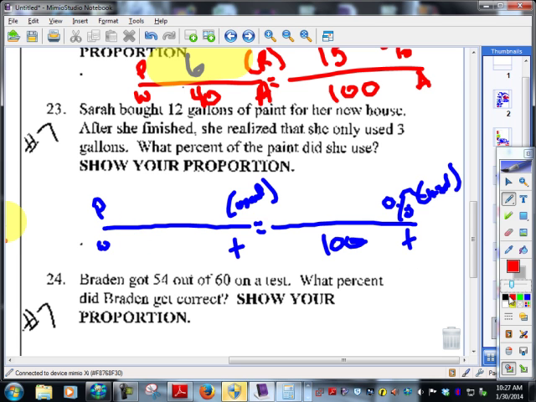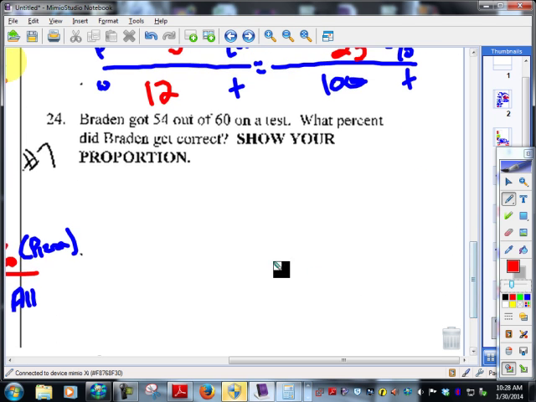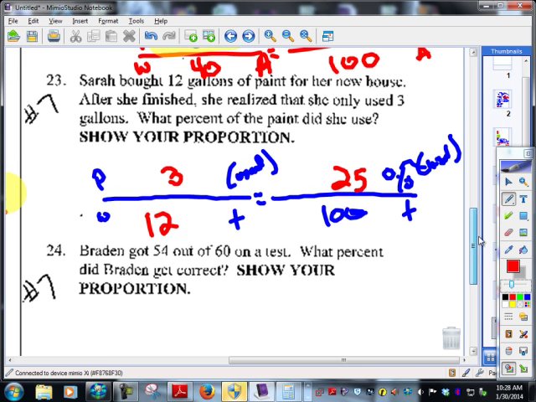Okay? So how much was used, guys? How many gallons? Bella? 3. How many total gallons did she buy, Casey? 12. And then you cross multiply and divide. Did everybody see how I'm doing this with labels now? I did show you this when I taught it, but I think some of you just disregarded it. Okay? By the way, that answer was 25. You guys are good?